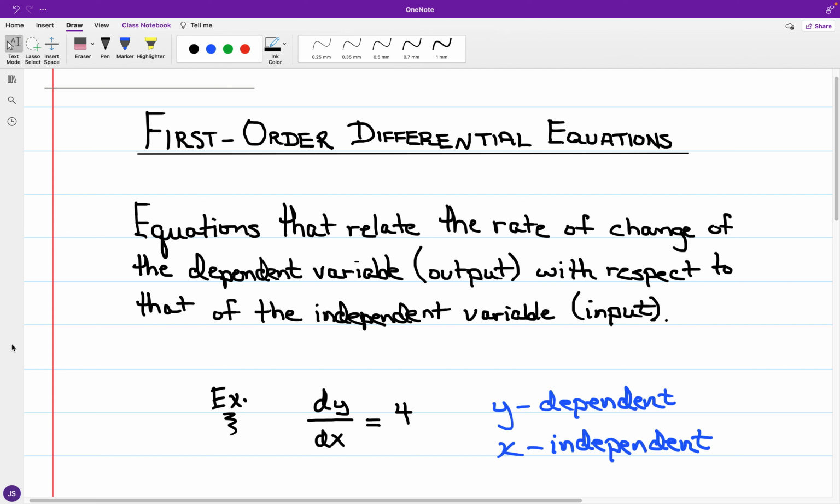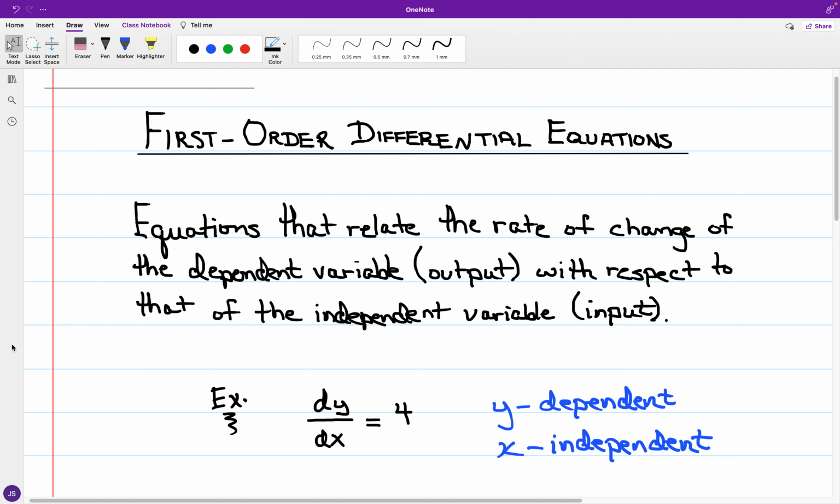Okay, for our first lesson in Math 285, we will be looking at first order differential equations. By definition, first order differential equations are equations that relate the rate of change of the dependent variable, which is also referred to as the output variable, with respect to the rate of change of the independent variable. And the independent variable is also referred to as the input variable.